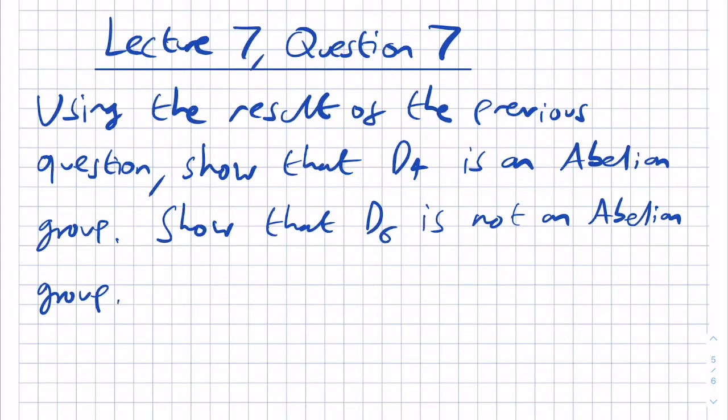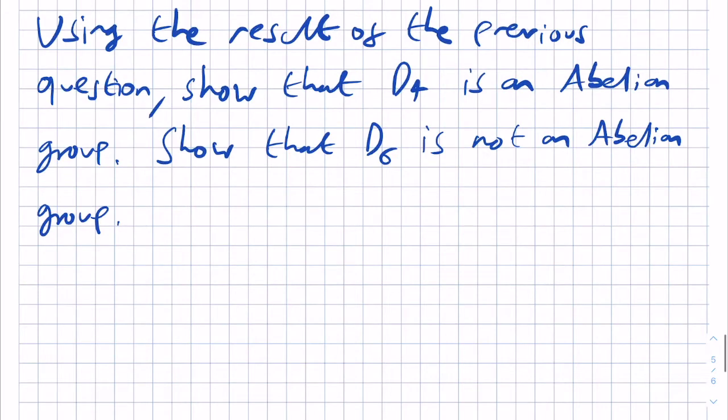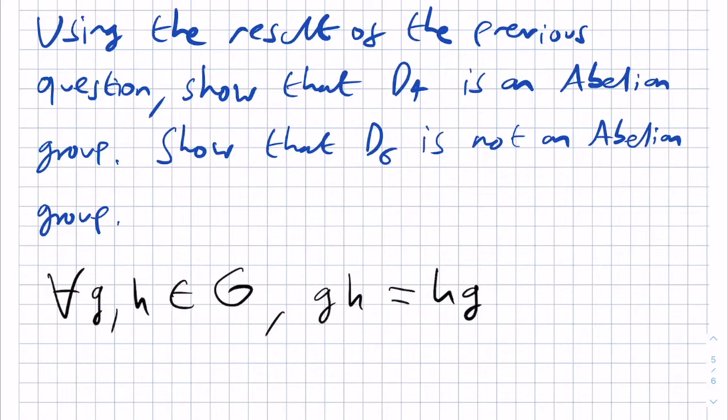Recall that a group is abelian if all of the elements of the group commute, so that it doesn't matter which order the operation occurs in, i.e., a group G is abelian if for all g, h elements of the group G, we have that gh equals hg. Let's start by writing down the elements of each of the groups that we're considering in this question with the help of the previous question.